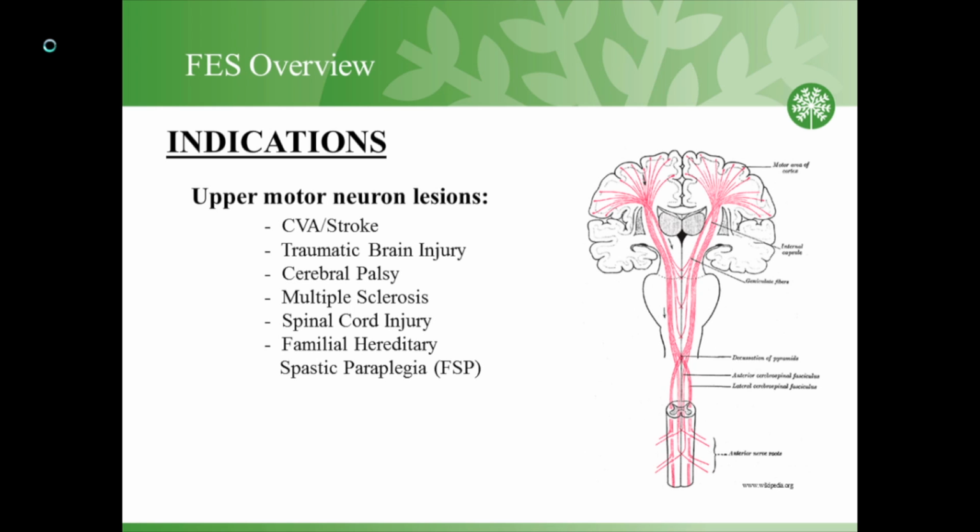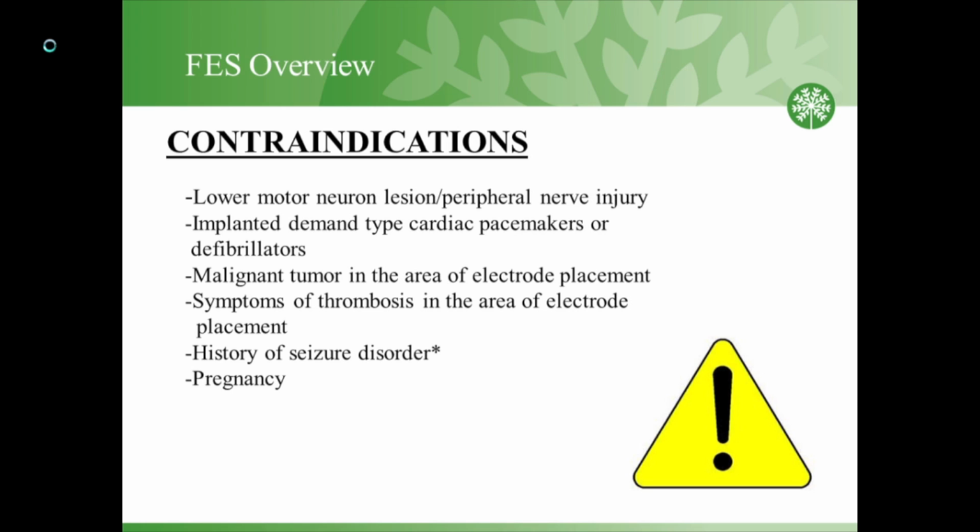So for FES as a whole, indications: the main indication is that we ideally are going to be using this on patients with upper motor neuron lesions. So obviously in the adult CVA and stroke, cerebral palsy is absolutely one of the most appropriate populations for this. Traumatic brain injury, MS, spinal cord injury, and then HSP as well. Not very common, but it is one that is there.